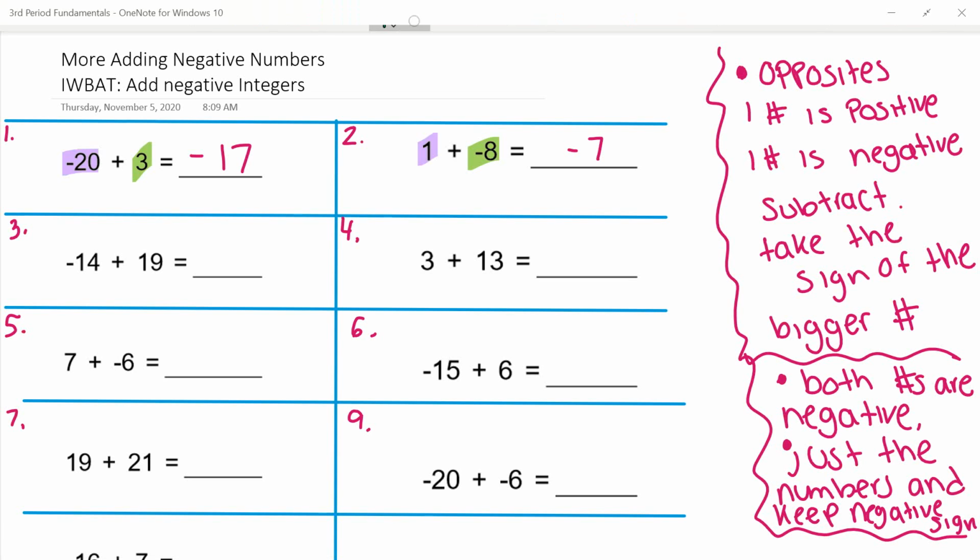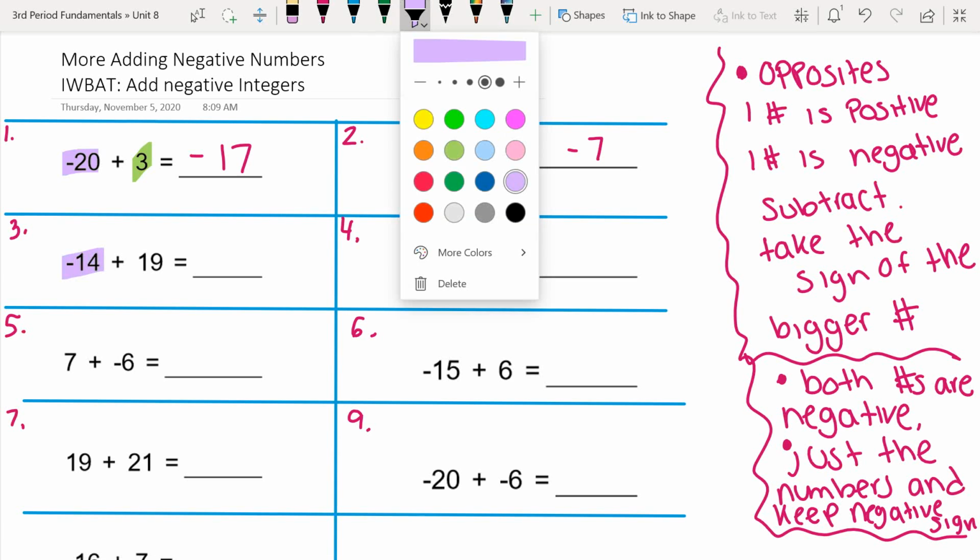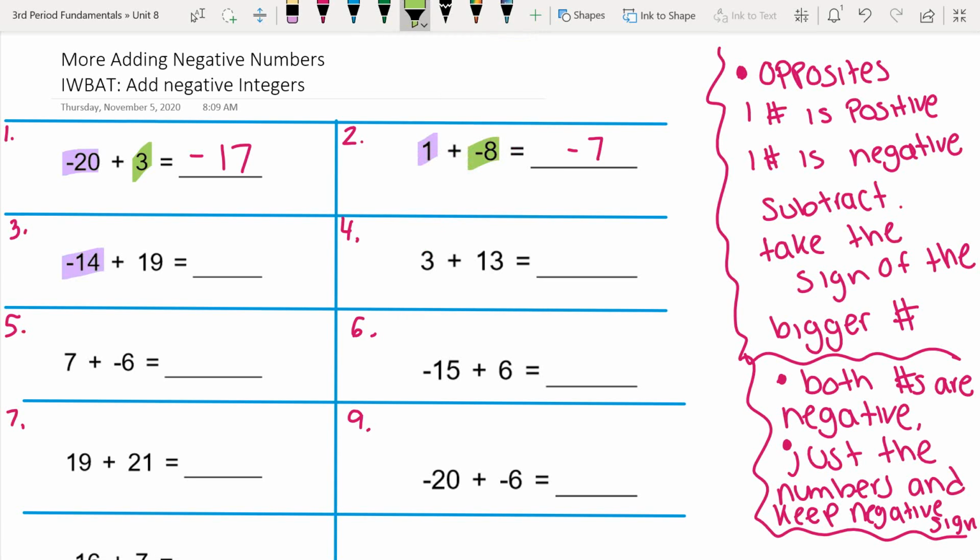Question 3, same idea. First number, well, this one is negative 14. Second number says 19. Well, it's a normal 19, a nice positive number. So they're different: I have one positive, one negative. Let's subtract. So we do 19 minus 14. That's 5. Now which one's bigger, 14 or 19? Well, 19 is the bigger number, and since 19 was just a nice positive number, my answer stays a nice normal positive 5.